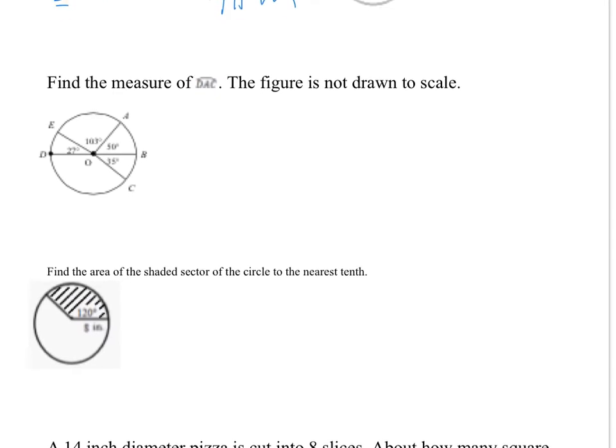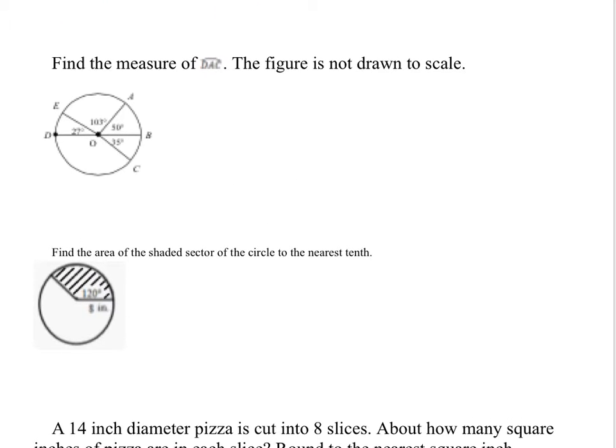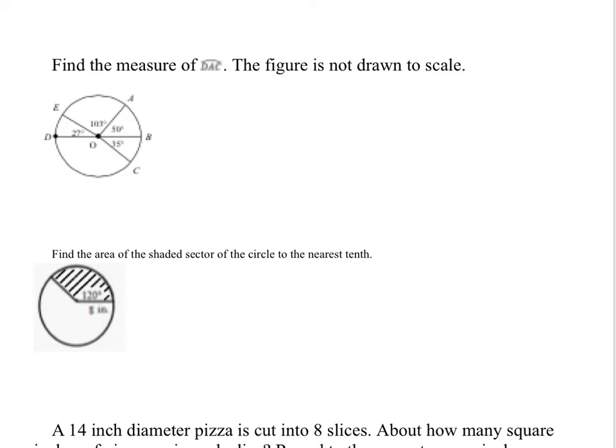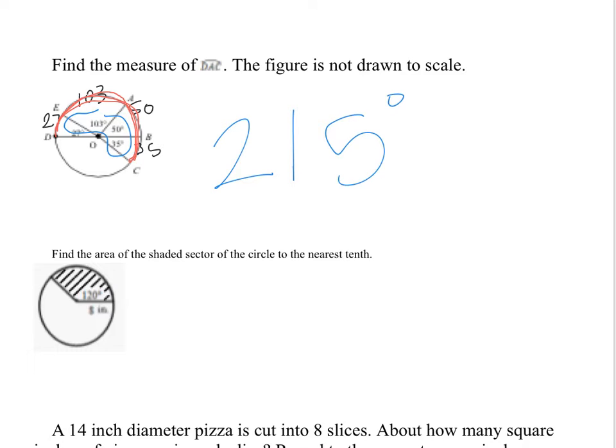Next one, find the measure of DAC. If you can't see what these numbers are, this one's 27, this one is 103, this one is 50, this one's 35. Make sure you go in that order, remember, D to A to C. I'm looking for this arc measure, not length. Length would be using that formula. Measure is just adding up all those angles together. So I add up all these 4 angles, and that'd be 215 degrees.